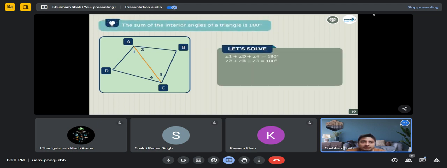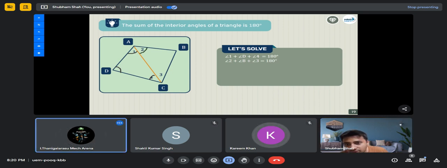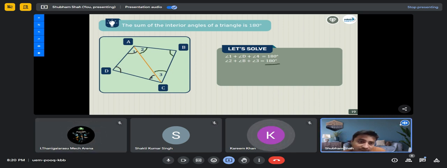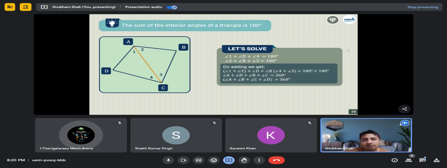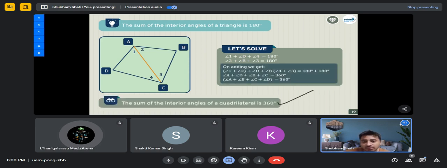One more important thing. The sum of interior angles of a triangle is 180 degrees. Look, this one and this one is 180. This one is 180. So the total angle sum of a quadrilateral will be 360. So from here it comes, the angle sum of a quadrilateral is 360. Write this down in your copy. The sum of all the interior angles of a quadrilateral is 360 degrees. Note this down in your copy. The sum of all the angles of a quadrilateral which are inside the quadrilateral, all the interior angles, is 360 degrees.